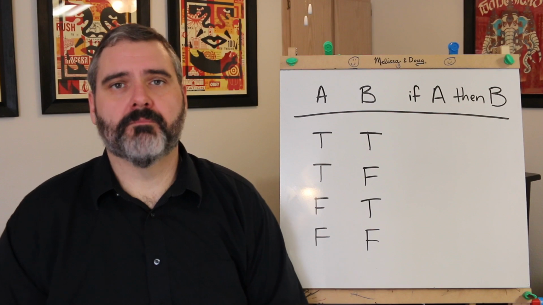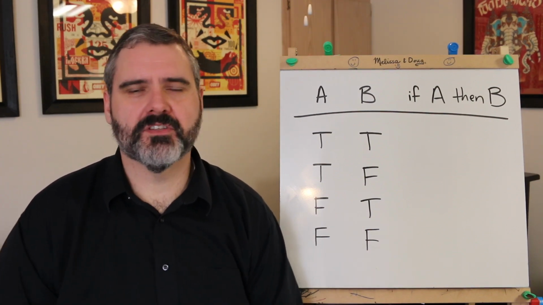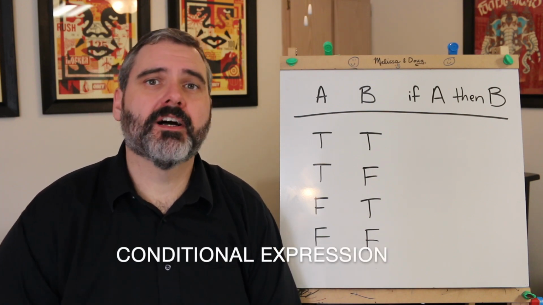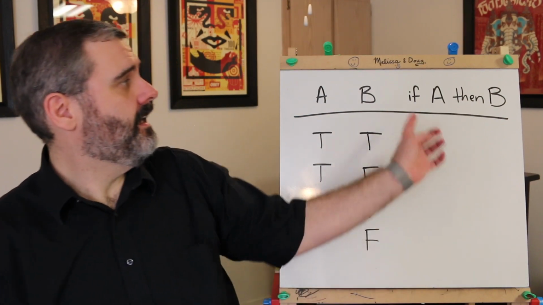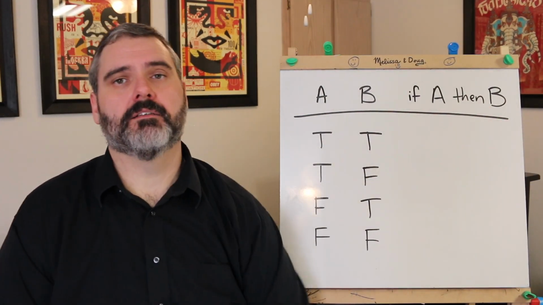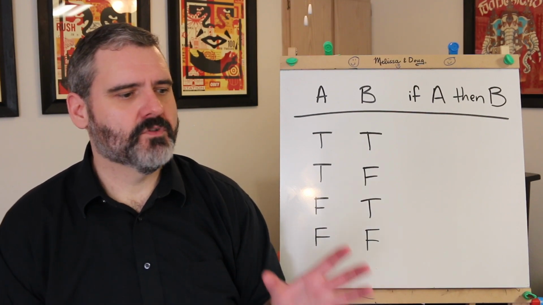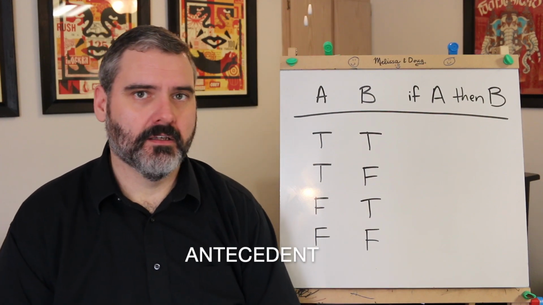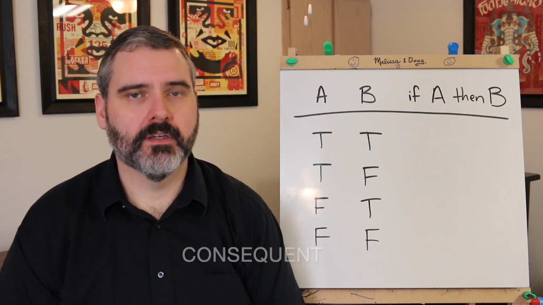Another common way of combining statements together into a more complex, compound statement is by using a conditional expression. If you've taken a programming class, you're probably very familiar with these. If I've got two statements A and B, I could say, if A, then B, right? In this case, A and B are playing specific roles. A becomes what we call the antecedent, and B, the thing after the then, becomes the consequent.